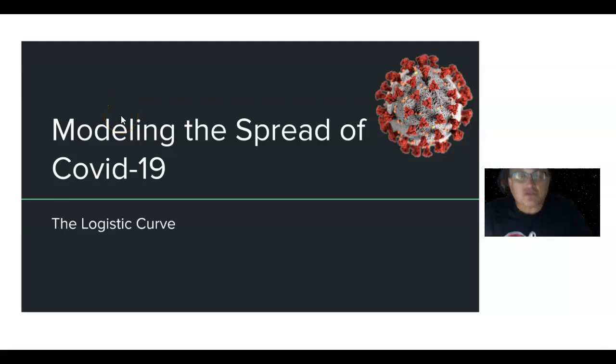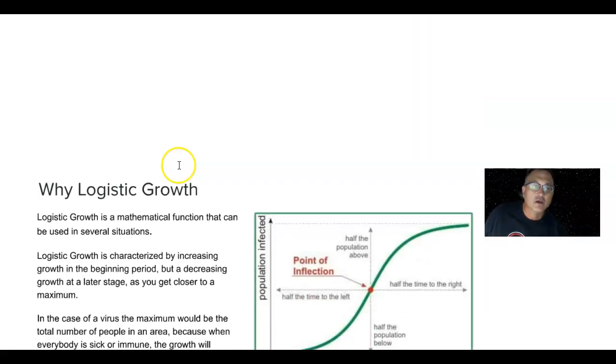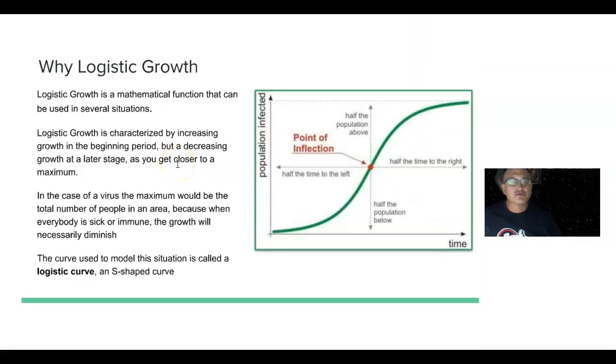Yesterday we mentioned the logistic curve. So today I wanted to go a little bit more in depth on how to read one and understand what it's telling you. All right, why logistic growth? Logistic growth is a math function, like exponential growth is a math function, logarithmic growth is a math function, and logistic growth is a math function. What a logistic graph looks like is this, sort of looks like this letter S.